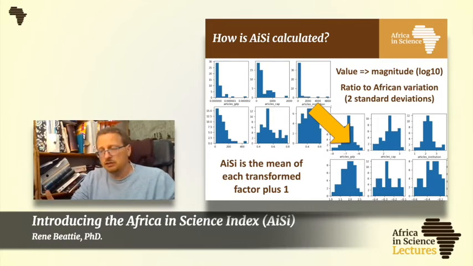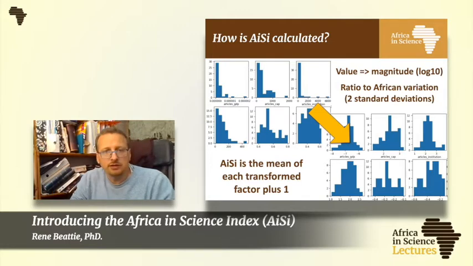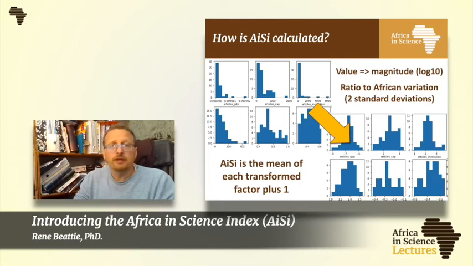We then take this and we ratio this magnitude to the total variation in terms of magnitude across the African continent. Specifically, we use 2 standard deviations. This means now that we have all of our completely different factors put on a standardized scale. So we then take the mean of these standardized factors and then add 1 so that they're centered around a value of 1.